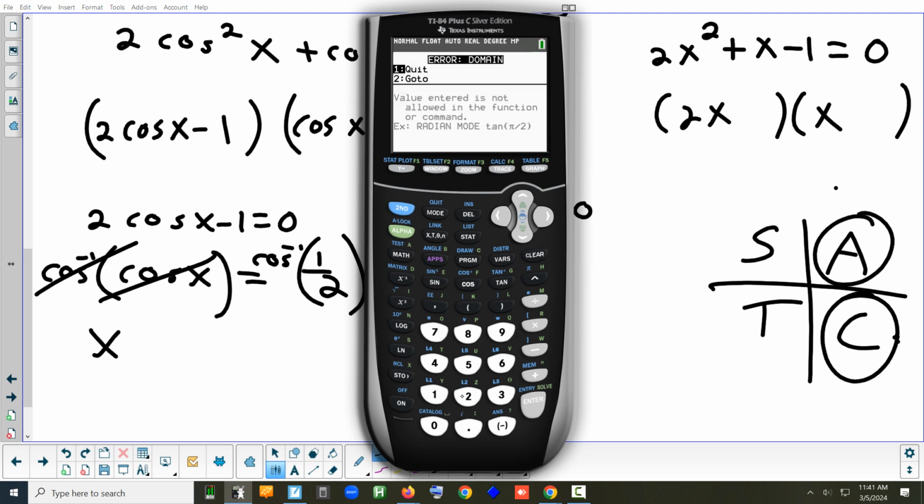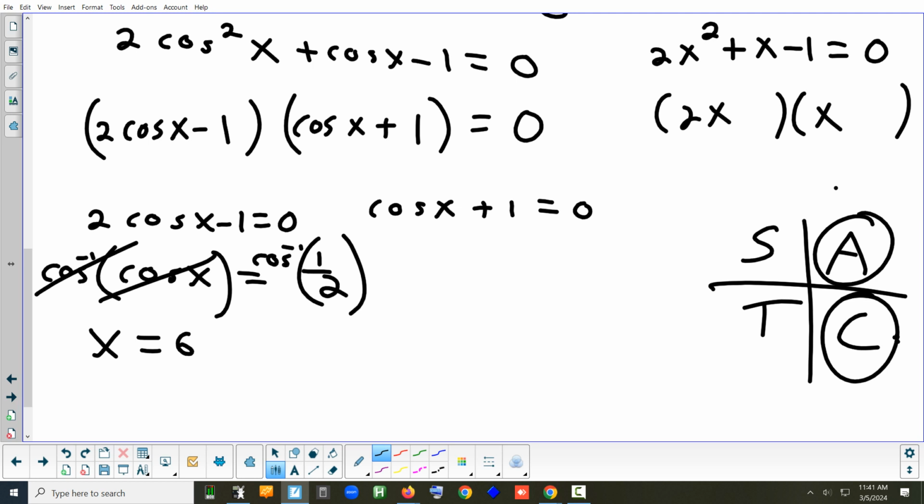Okay, so let's go here. Inverse cosine of 0.5 gives me 60 degrees. Now I'm supposed to get it in radians. I'm not worried about radians. I can do that at the end. Okay, that's an easy part. I'm just worried about figuring out my answers first. So I got 60 degrees.